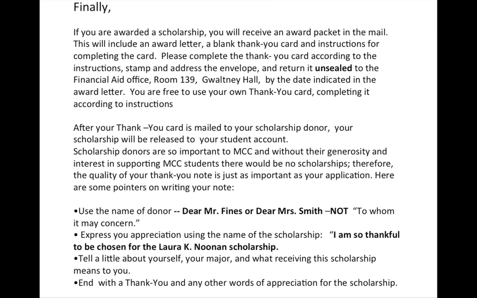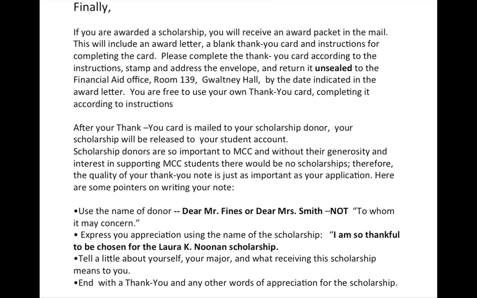Remember, you're receiving a scholarship. This is an honor. This is an award. And it's usually a lot of money. So to show your gratitude and to help the college with this, please put your own stamp on the envelope. And then we will mail your thank you card to the donor, and your thank you note will be included.